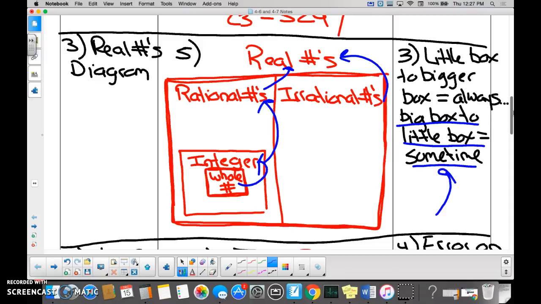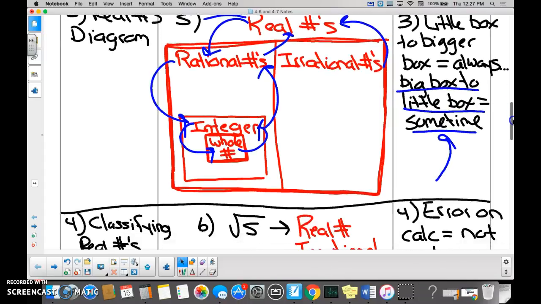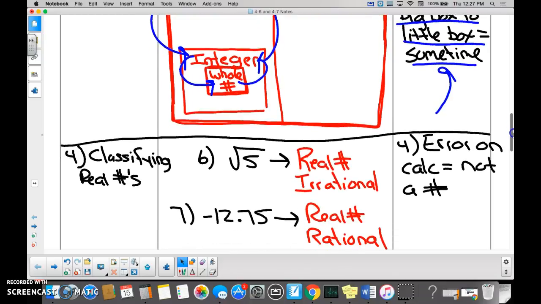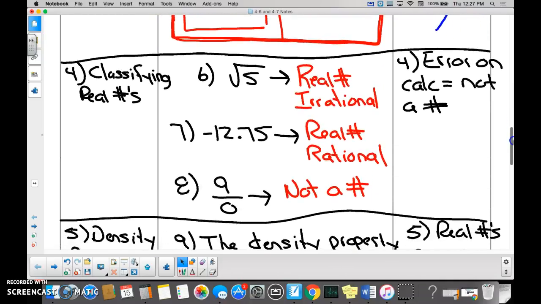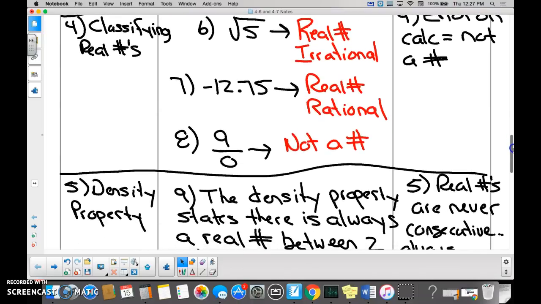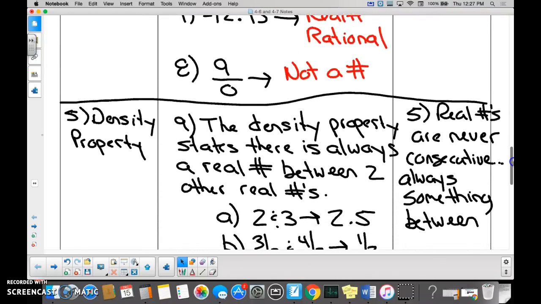Big box to little box equals sometimes. So if we go from the real numbers down to rationals, are real numbers sometimes rationals? Yes. Are rationals sometimes integers? Are integers sometimes wholes? Yes. So whichever way you're going, you have different terminology. Number 4, classifying real numbers, just based upon what you understand that they all are in terms of irrational, rational, real, whole, and integer. And number 5, the density property.